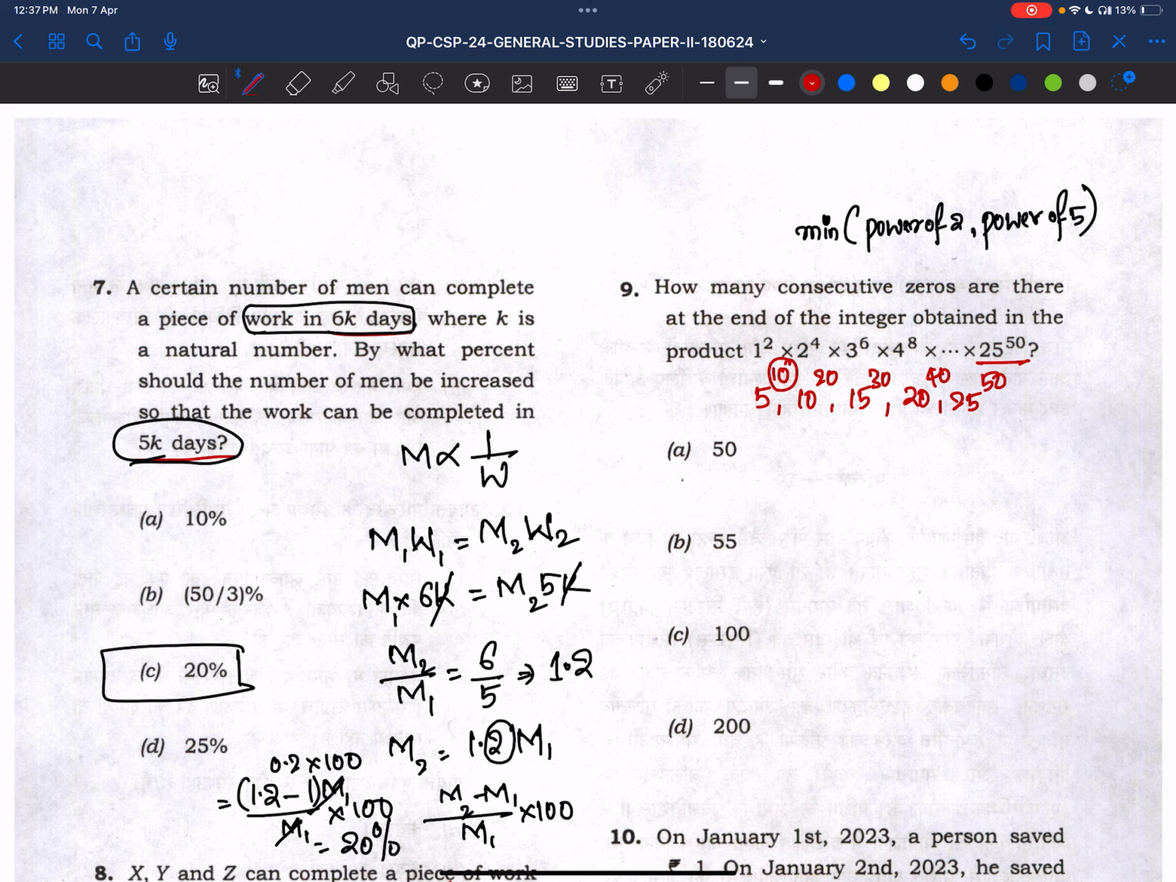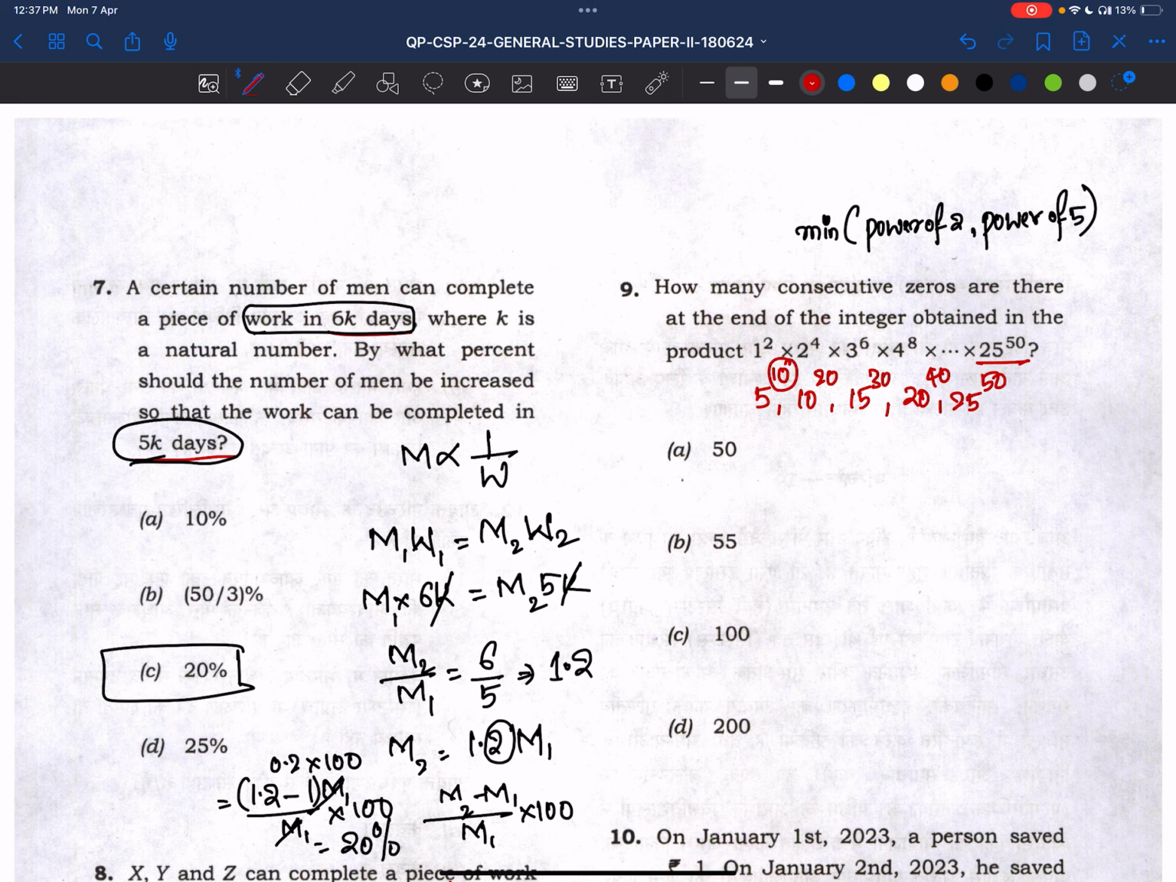That means 5 power 20, so 20. Here 3 into 5, that means 5 power 30, so 30. See here 4 into 5, that means 5 power 40, so 40. The 25 can be written as 5 square, so 5 square power 50. It means 100.